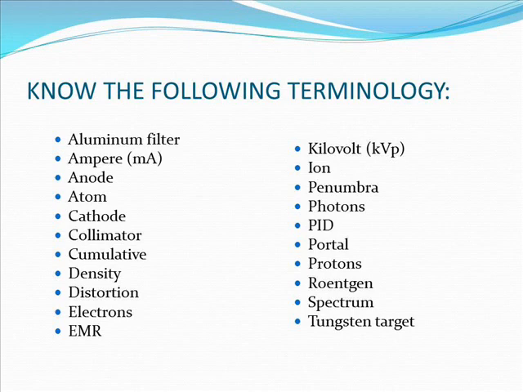Spectrum just means types, and tungsten target is the metal that the electrons hit. It's attached to the anode, and that it creates our radiation.